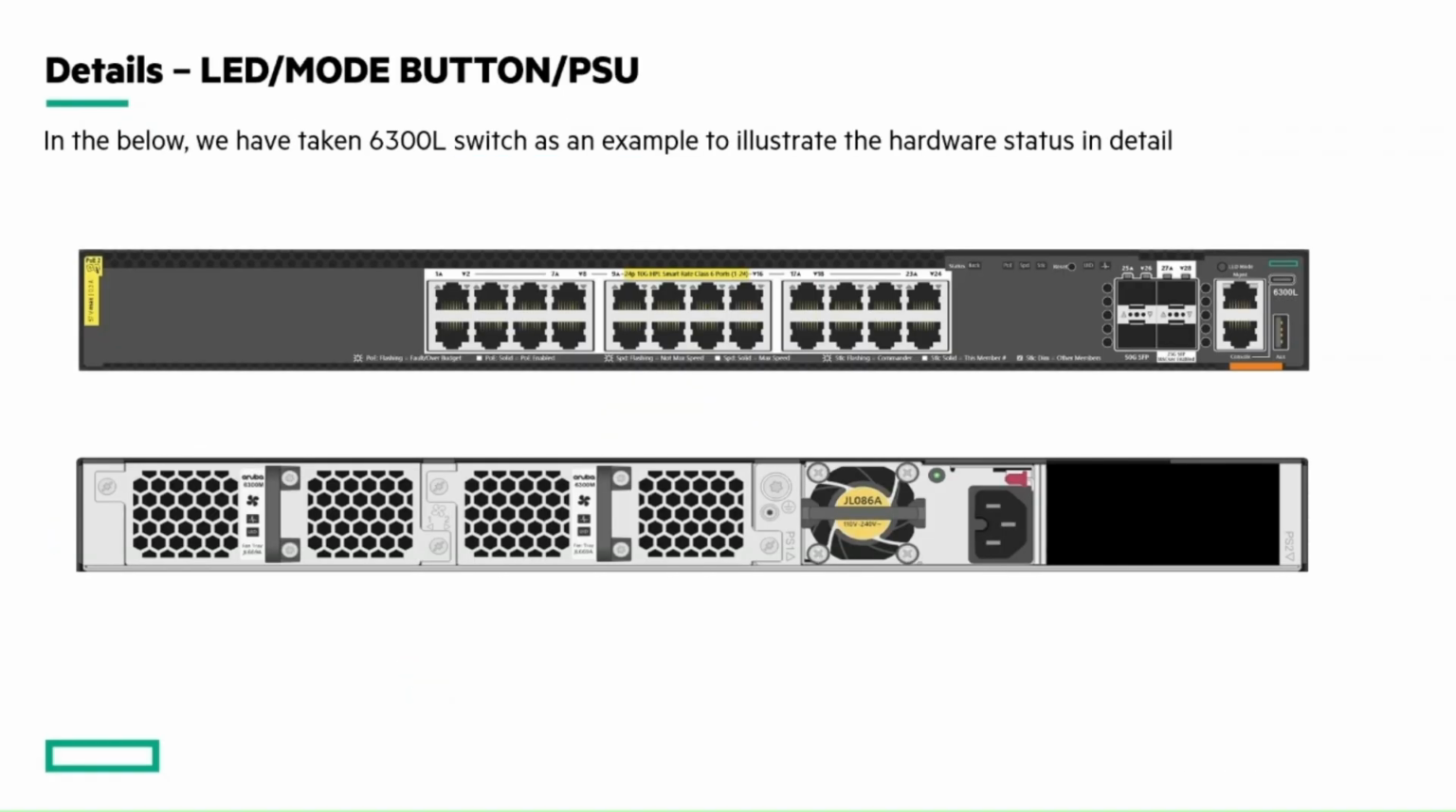Let's have a look into the LED details, mode button, and power supply units. In the below, we have taken the 6300L hardware as an example to illustrate the hardware status in detail. So you can see here, this is the global status LED, which also acts as a hibernation LED. During the hibernation, this LED will be blinking in green.